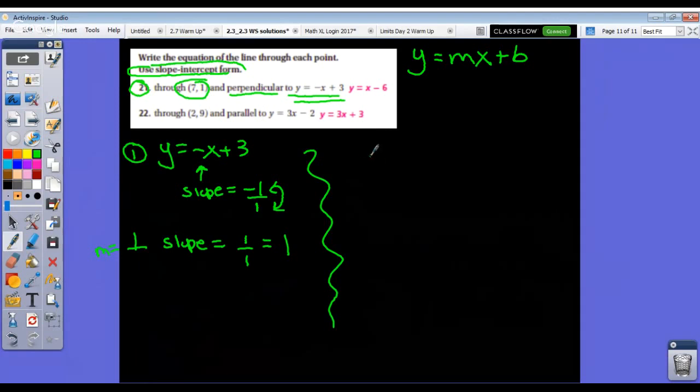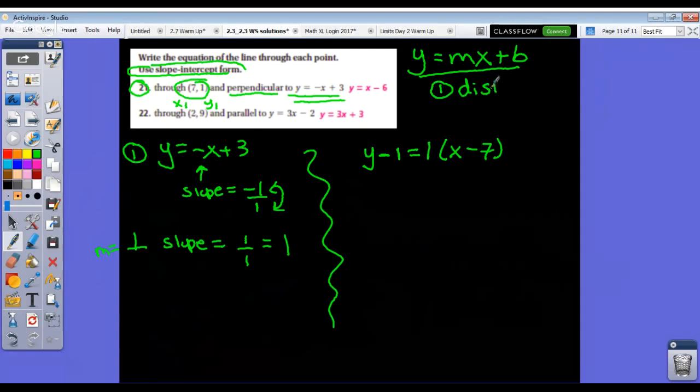We're also given a point, so we're going to use point slope form. y minus y1, which is 1. If you need to label, here's my x1, 7, and my y1, 1. That equals 1, which is my slope, times x minus 7. If the directions said that we could write in any form or point slope form, we would be done. However, we have to get it into y equals mx plus b.